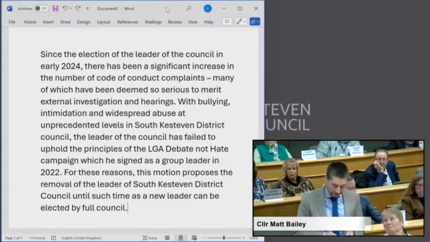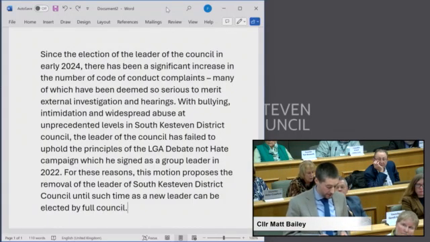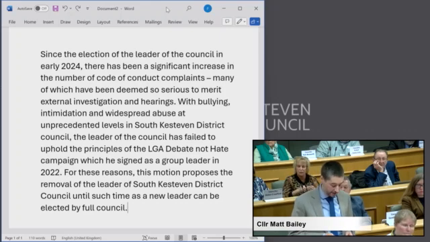This motion reaffirms the principles of the LGA's Debate Not Hate, which was originally signed by the leader, Councillor Baxter. However, I now wish to move an amendment replacing the last sentence of the motion to read as follows. Since the election of the leader of the council in early 2024, there has been a significant increase in the number of code of conduct complaints, many of which have been deemed so serious to merit external investigation and hearings. With bullying, intimidation and widespread abuse at unprecedented levels in South Kesteven District Council.